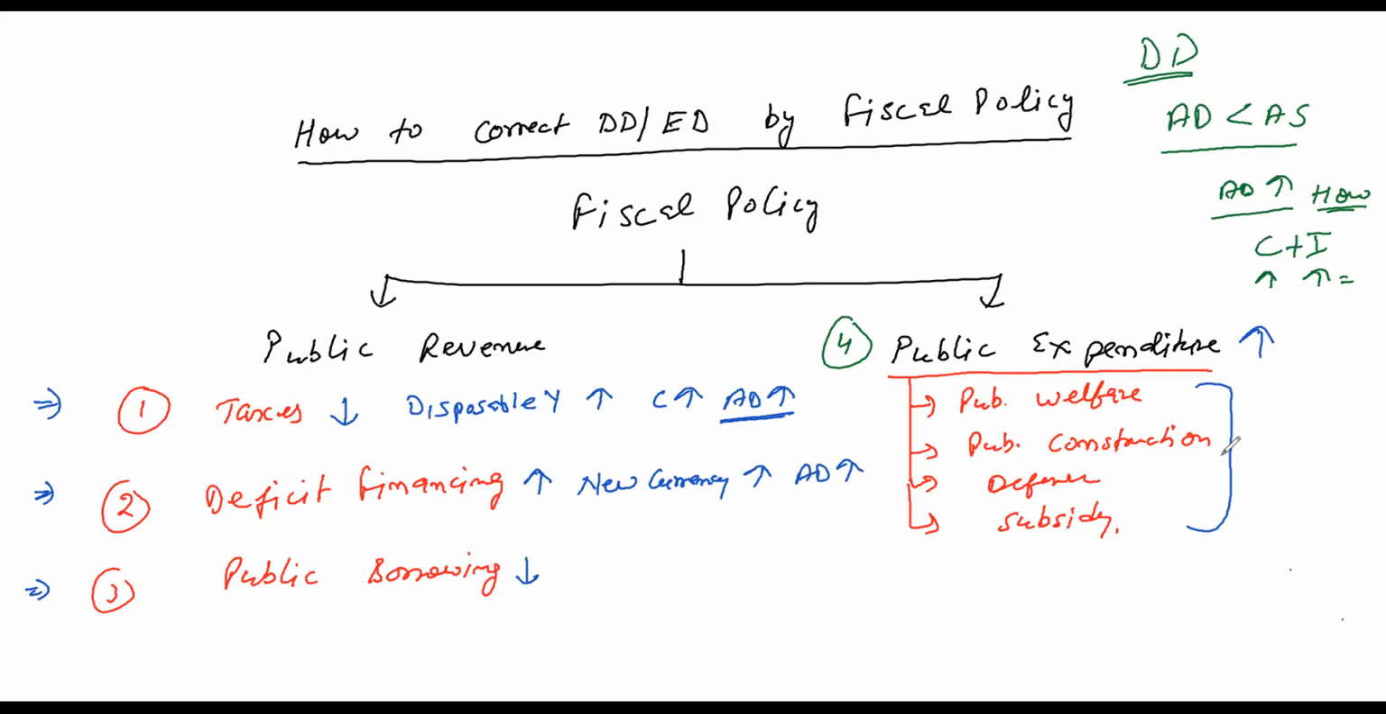Defense is another method, but you will not write it here. And subsidy: if government increases subsidy, people will have more money. So as a whole, public expenditure should increase, because government expenditure is the income of common people. If the income of common people increases, and public expenditure increases, your aggregate demand will also increase. If AD increases, then deficit demand can be controlled.